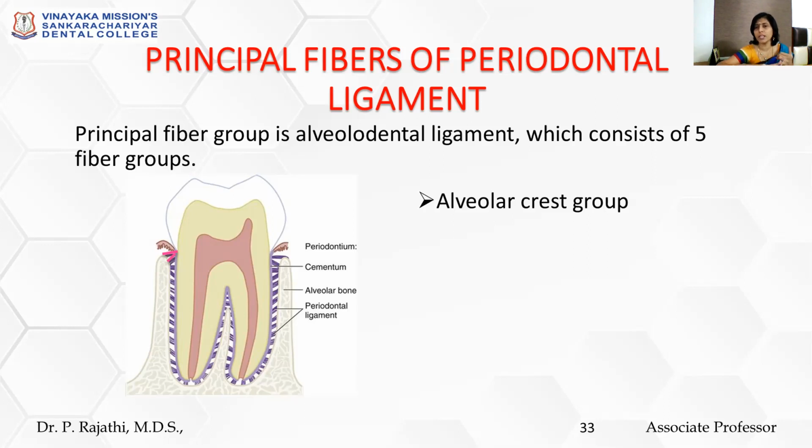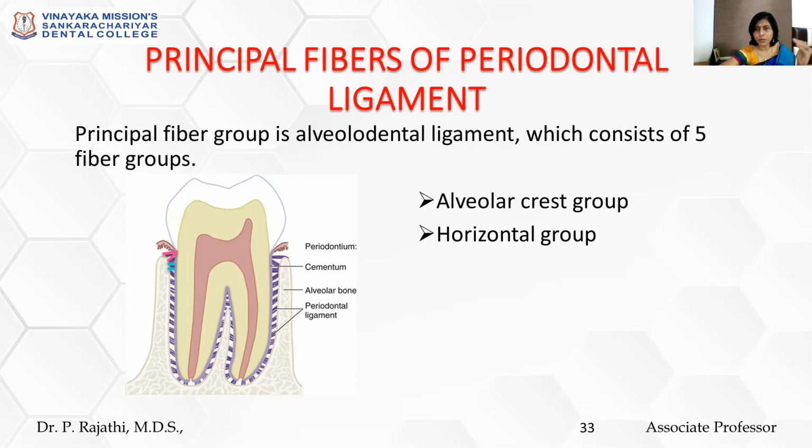So that is the alveolar crest group of fibers. The second group of fibers is the horizontal group of fibers. In this picture, the blue fibers are running horizontally, parallel to the occlusal plane, but perpendicular, at right angles, to the long axis of the tooth. It's moving horizontally. So where is it located? It is just beneath the alveolar crest.